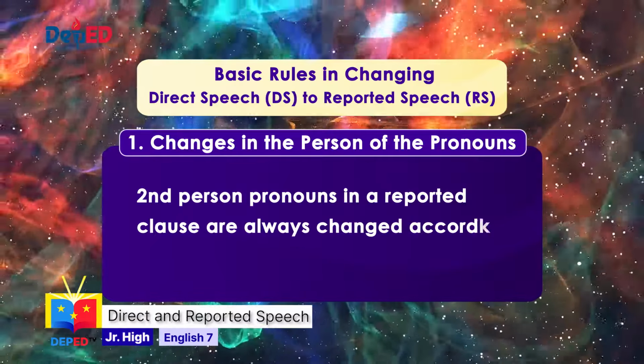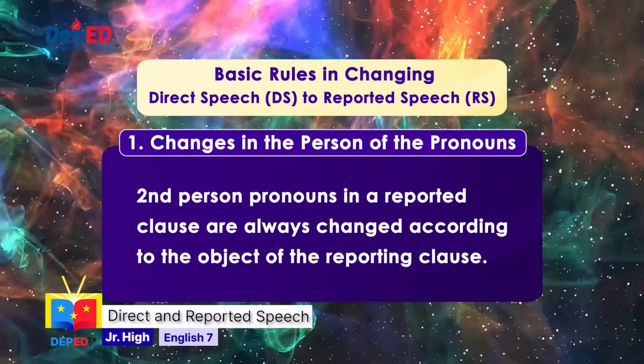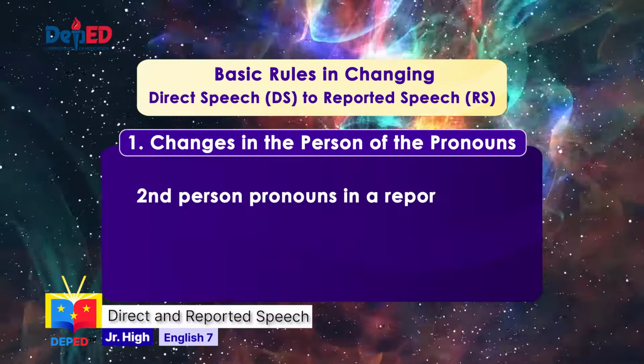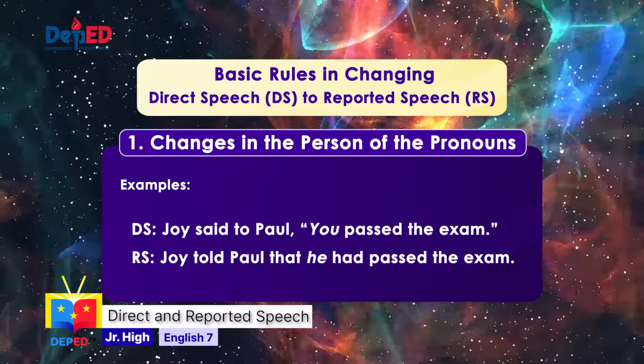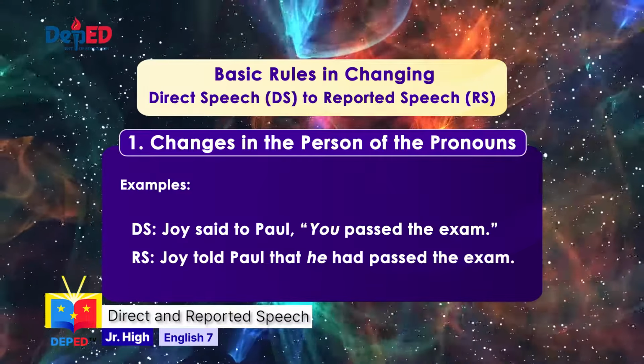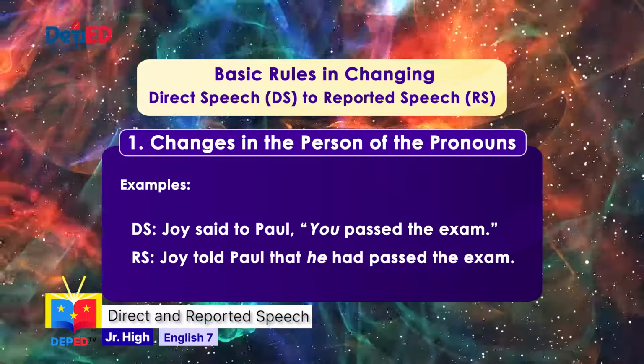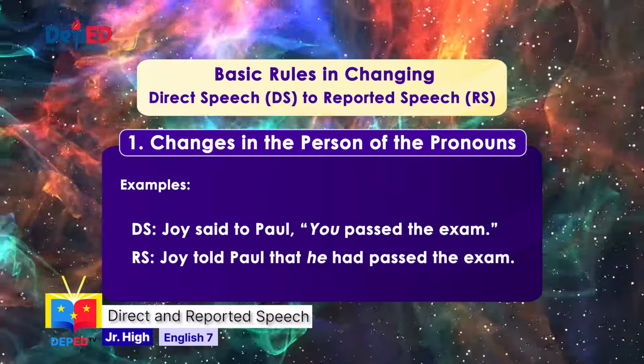Second-person pronouns in a reported clause are always changed according to the object of the reporting clause. Examples: DS: Joy said to Paul, "You passed the exam." RS: Joy told Paul that he had passed the exam.